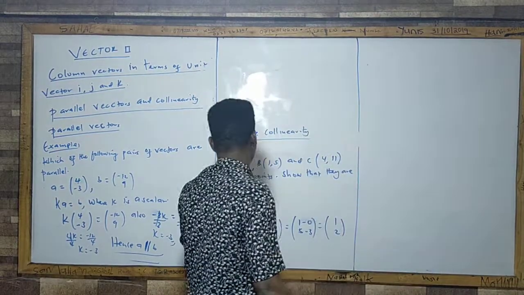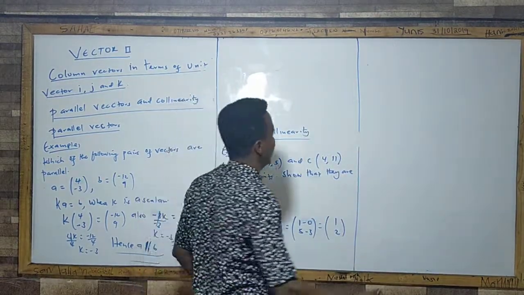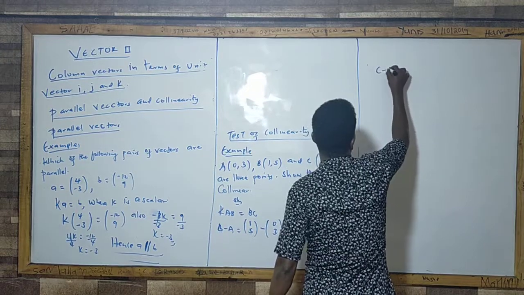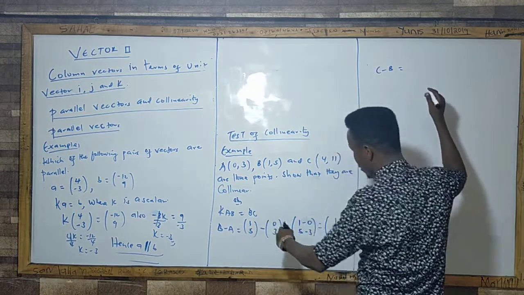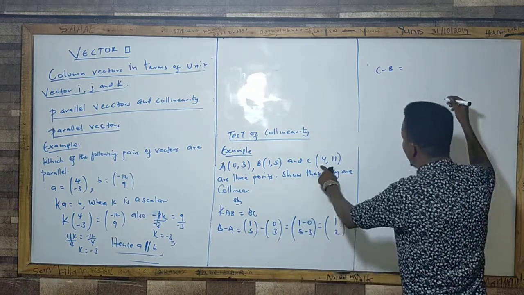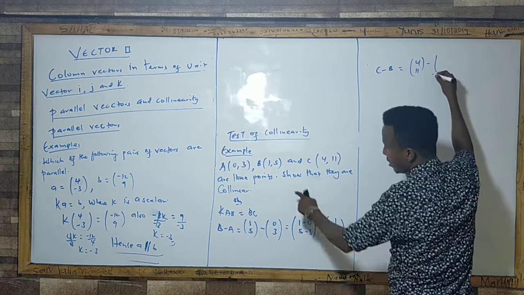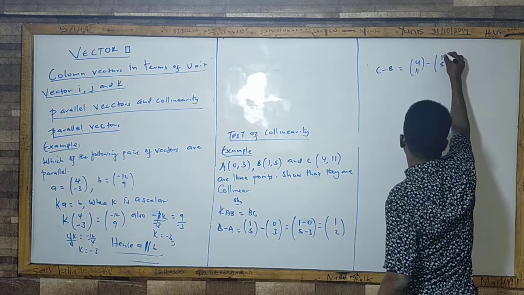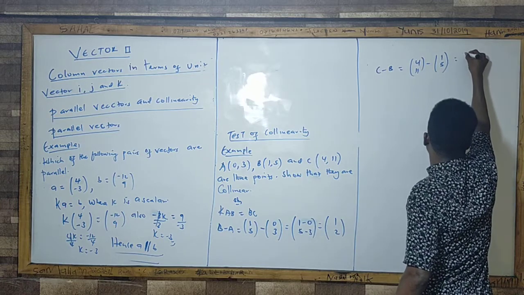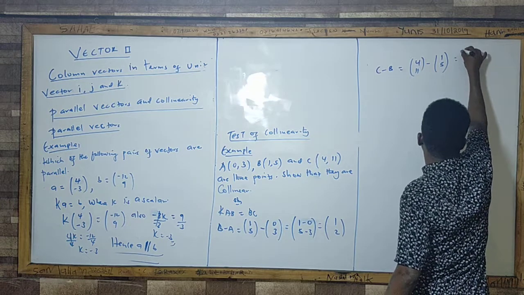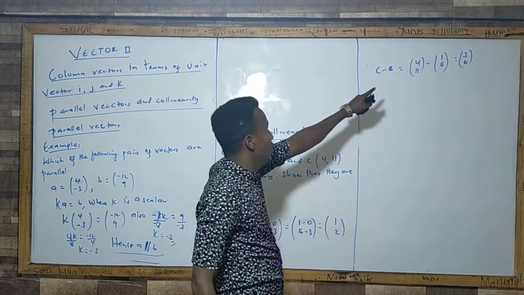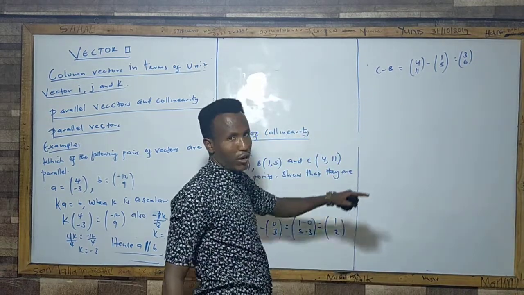So let me also get the difference between C and B. So let me also say C minus B, because there are 3 points this time. That will give me 4, 11 in column minus 1, 5. So this will give me 3, 6. Yeah, it is 4 minus 1, 11 minus 5.